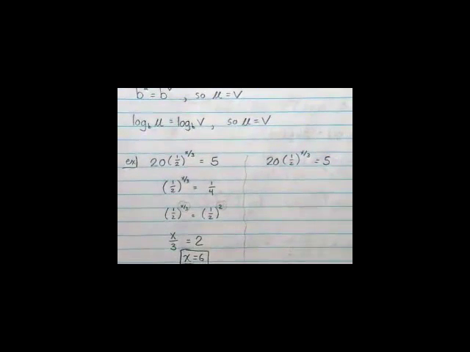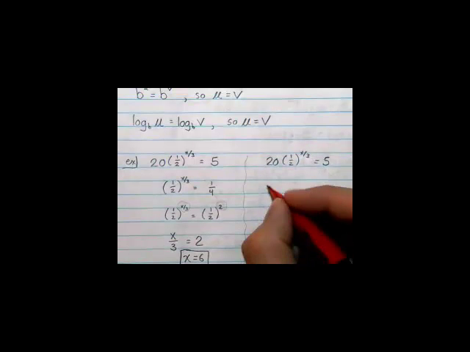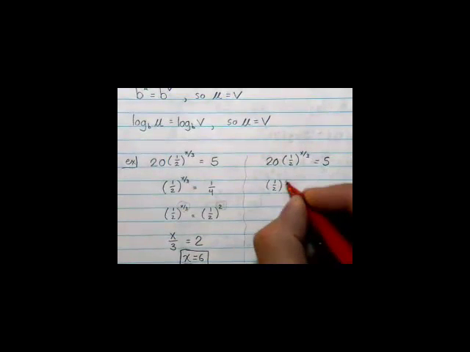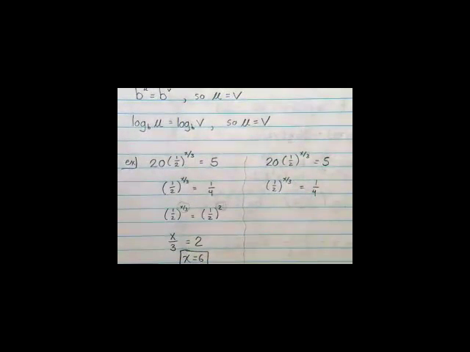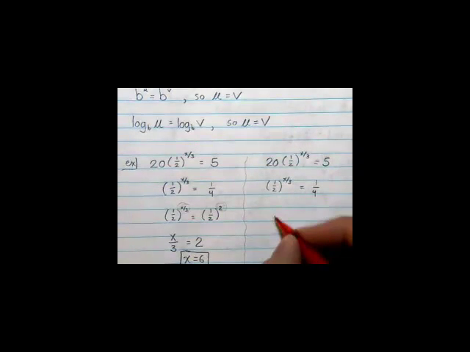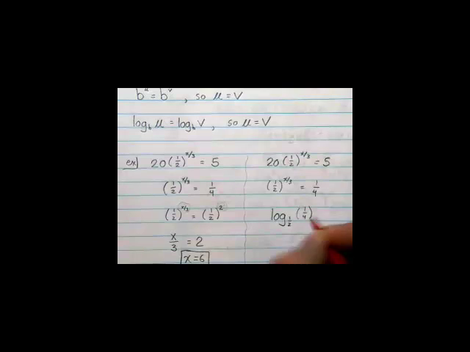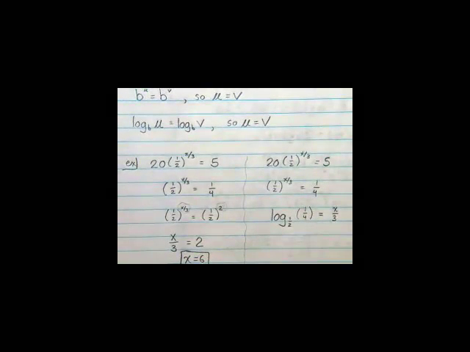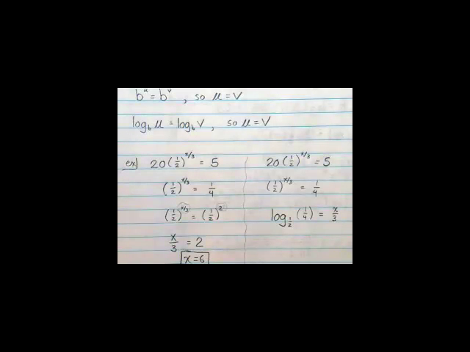So I'm going to just copy down the same thing we did to start the last one. So 1/2 to the x over 3 equals 1/4. And probably in the past, this would be where you would take this and turn it into a log equation, right? So it's log base 1/2 of 1/4 equals x over 3.